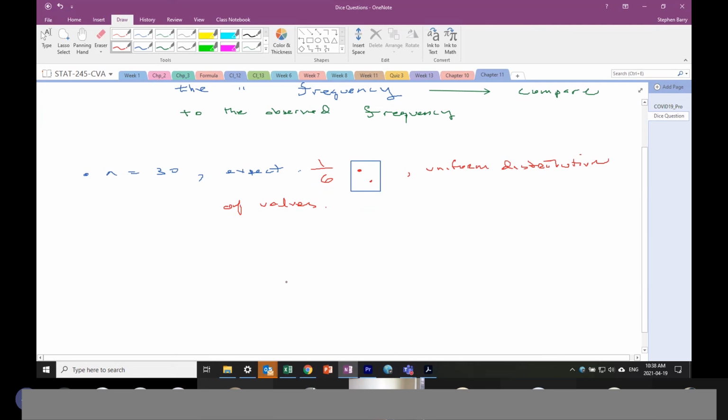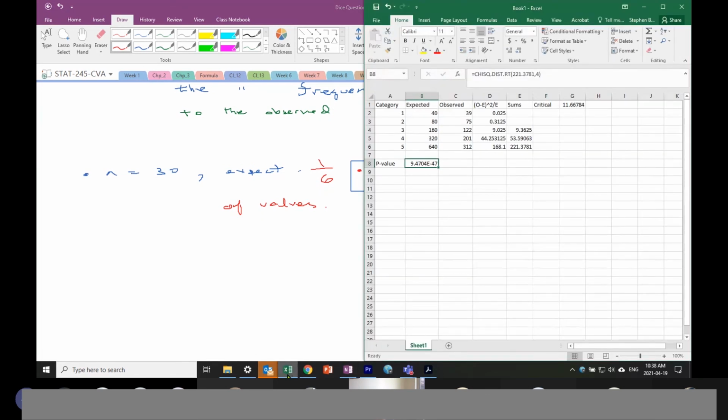And we can conduct that experiment really quickly using Excel. In this case, the categories would be the outcomes. How many times should I see 1? How many times should I see 2, 3, 4, 5, and 6? Well, you expect that a sixth of the time. In other words, if the sample size is 30, I would expect 30 divided by 6. That's the hardest part there, figuring this out.